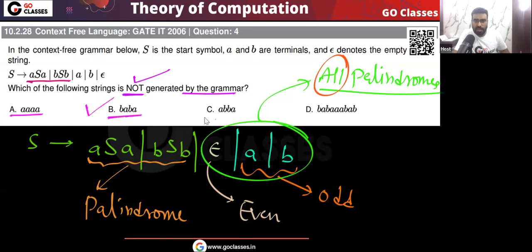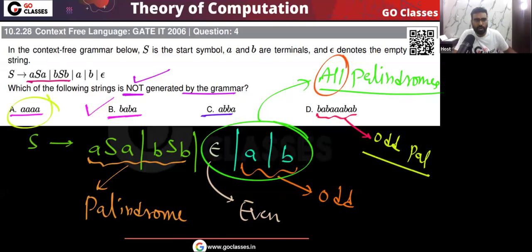This is not generated. Remember, this will be generated, this will be generated, because this is also a palindrome, you can see. Okay, this is BAB. It is like odd. This is an odd palindrome, right? You can see BABA, BABA, and there is A. So this is actually an odd palindrome. This is an odd palindrome. This is an even palindrome. Sorry, this is an even palindrome. This is an even palindrome. So the answer will be option B.